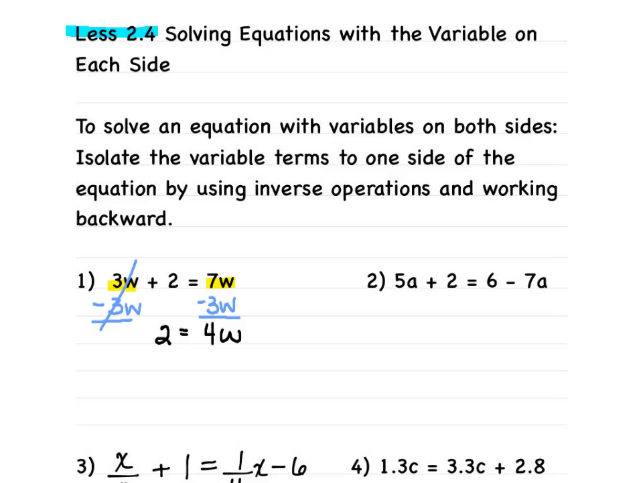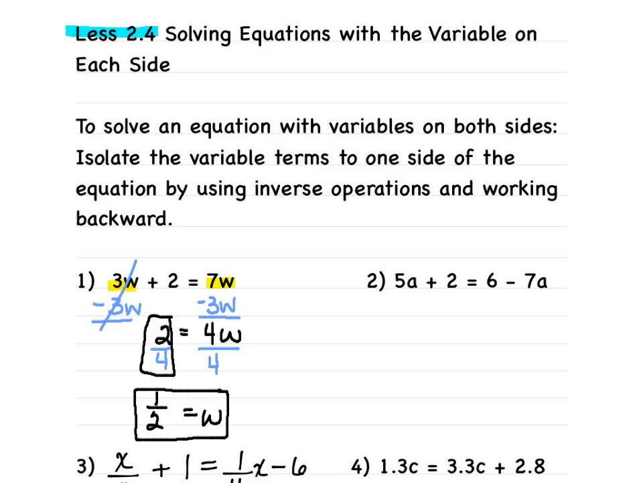To get w alone, we're going to divide by 4. Whatever I do to one side, I do to the other. Please notice, this is 2 divided by 4, not 4 divided by 2. So all you would need to do here is look at this as 2/4. Go ahead and reduce it. 1/2 equals w, and that is your solution.